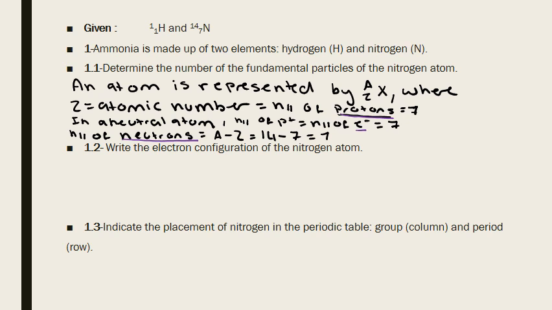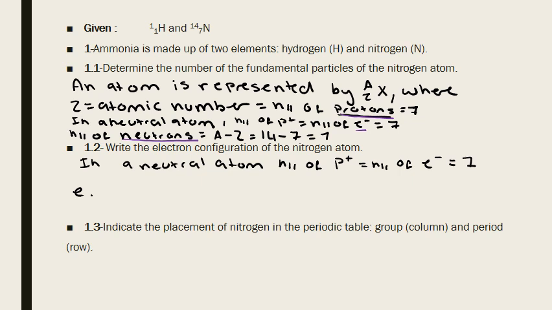It says write the electron configuration of the nitrogen atom. So in a neutral atom, number of protons equals number of electrons, which equals 7. So the electronic configuration is K2 L5. 5 plus 2 equals 7.